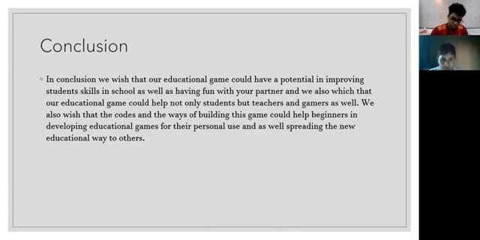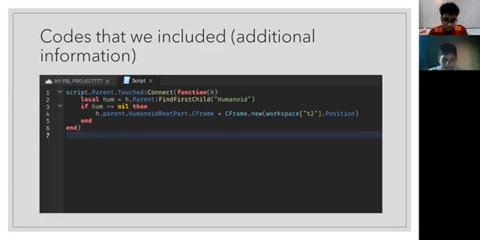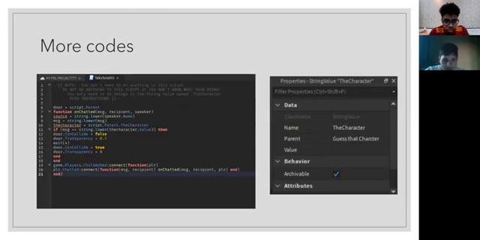And so for now, we will show you some of the code that my friend and I included. So here are some of the codes that we added. For example, this is the door code, the portal code that we added. And here is the other code that we added for the question door. There are many codes that we added, but we won't include them all in this presentation.